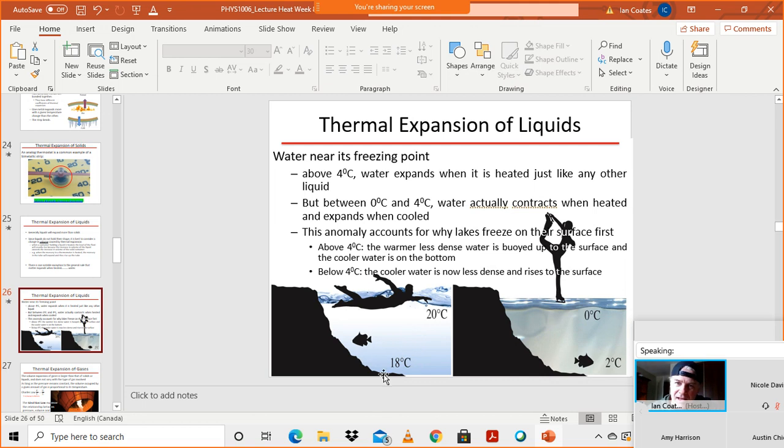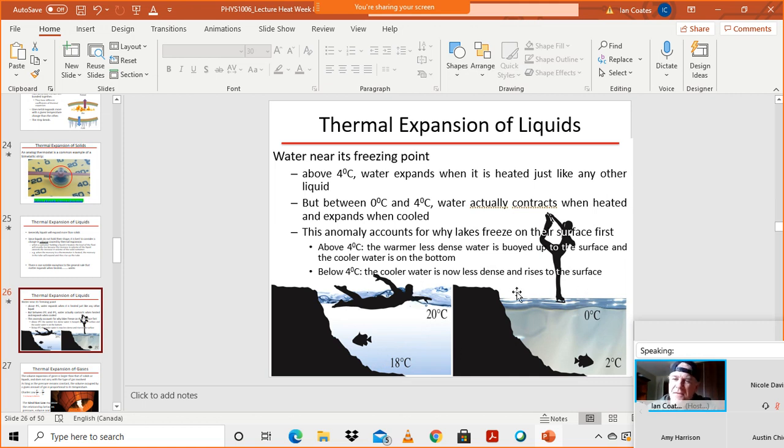Have a look here at what goes on in the summertime. We're above 4 degrees. Here we're below. This is the strange one. Between 0 and 4, everything, you could say, flips. But here, in the summertime, the warmer the water, all right, the more it expands. And here it becomes less dense. The colder, it becomes more dense. All right. Below 4 degrees, the cooler water is now less dense and rises to the surface.